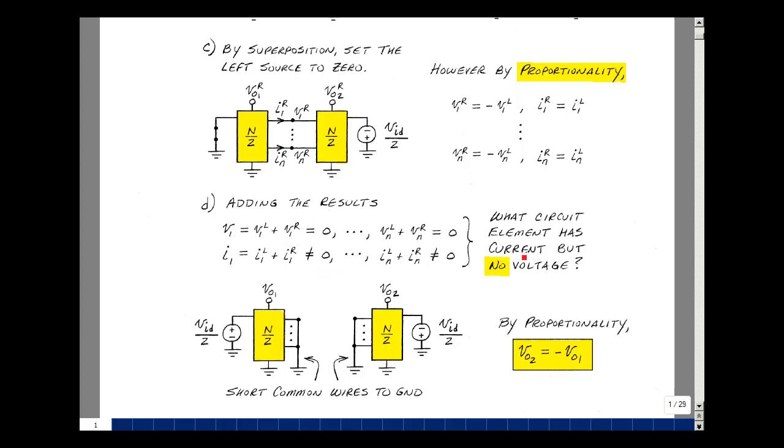What circuit element has current but has no voltage? Well, it's a short circuit. We could replace these common wires on the original box with a short circuit and analyze this half circuit. And what you're going to get is a voltage inside this box or a current, and the same voltage or current on this side of the circuit would be the same amplitude but the opposite sign. In other words, a negative of it.